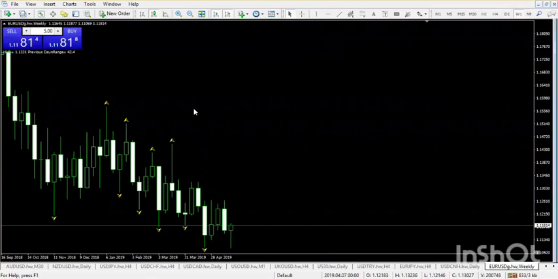So in our weekly time frame, we see a bullish candlestick being completed. It's a swing high candlestick, and so next week we're probably going to see an upward movement. Let's move on to the daily time frame.